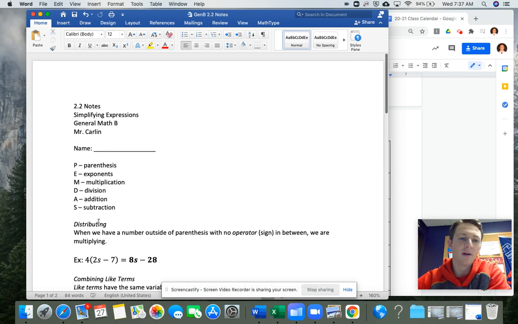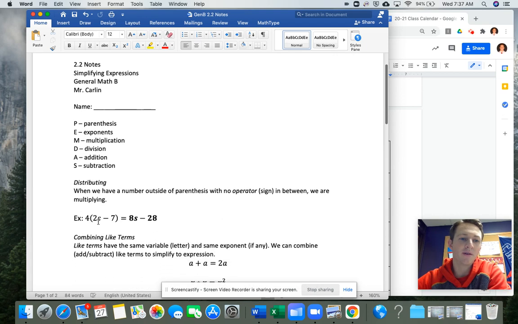All right, general math, we are on 2.2 today, so we are still using PEMDAS. Order of operations, we do inside the parentheses, and then we do any exponents we have. Multiplication and division, it doesn't matter what order. Same with addition and subtraction, you just move left to right on both of those.